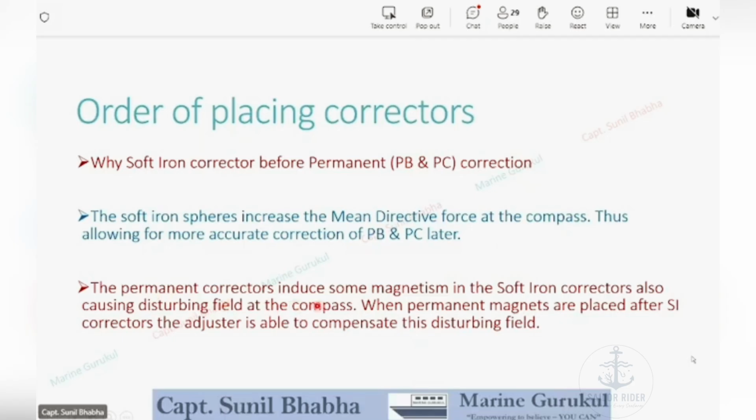The permanent correctors also induce some magnetism in the soft iron correctors, causing a disturbing field at the compass location. When the permanent magnets are placed after the soft iron correctors, the adjuster is able to compensate this disturbing field. Since the cause is the permanent magnet, when it is placed later on, the permanent magnet can be adjusted so that this extra induction does not cause any disturbance in the compass correction.